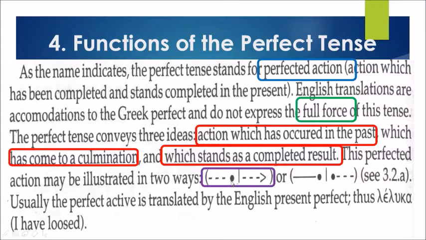So we have seen here, it is an action that occurred in the past and has a culmination, or it is continuous, or it is an action that happened in the past only once. By the way, the dotted lines show a subsequent action, over and over again. And the straight line is just one action that is done in the past and has completed. Or in this one, the emphasis is on the beginning of the action. Usually the perfect active is translated by the English present perfect. Thus, leluka means I have loosed.